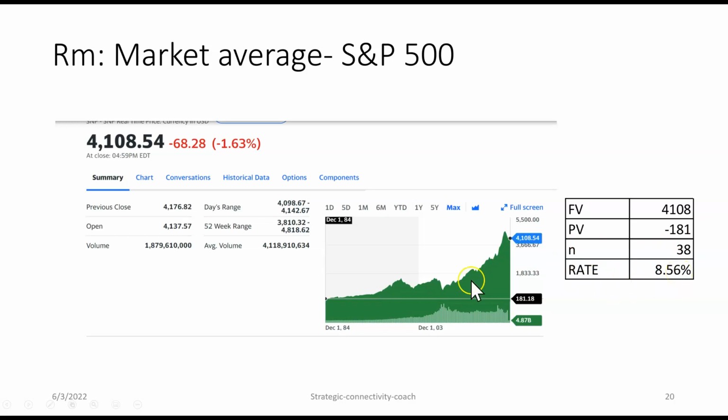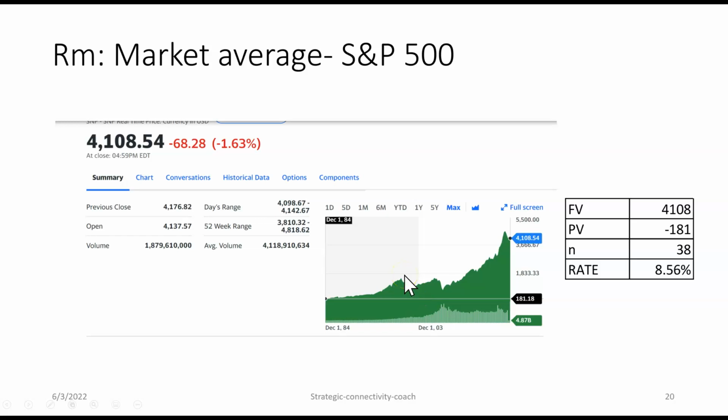What does that mean? It means that if I had put in $100 over here, on average, every year it would have gone up 8.56%. And obviously, every year is not going up 8.5%. Some years it's going much higher, as you can tell. But on average, it has gone up 8.56% every year. So this becomes the market rate. Okay, so it's about 8.56%, right? So now we know what the RM is.